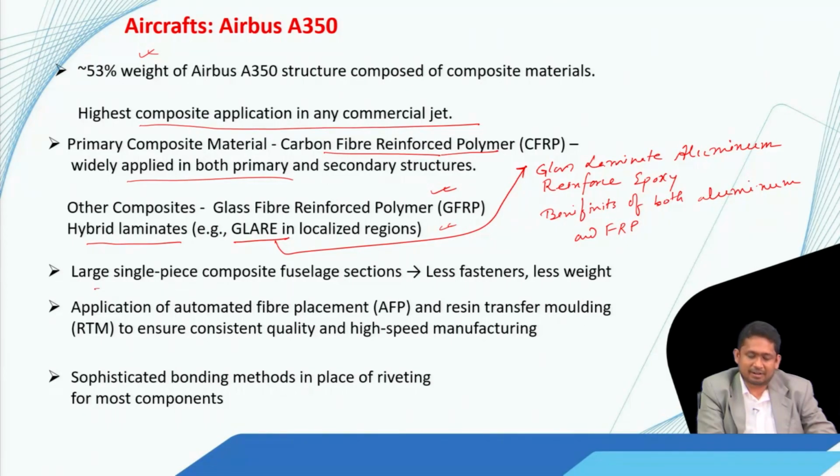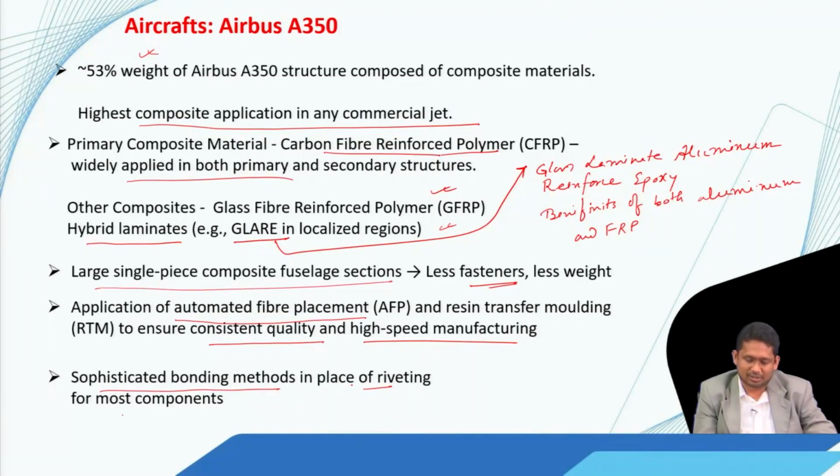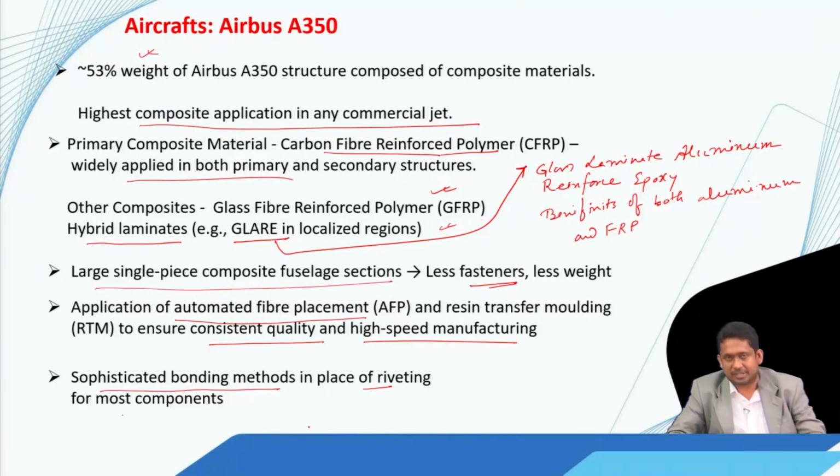There is large single piece composite fuselage construction, which reduces the number of fasteners, and the application of automated fiber placement and resin transfer molding ensures consistent quality and high speed of manufacturing. Sophisticated bonding techniques are used in place of riveting. When it is fabricated using purely aluminum, we get so many rivets. With composites, the number of rivets is reduced significantly, and we have other kinds of joints, and with large piece construction we can further reduce the number of joints.